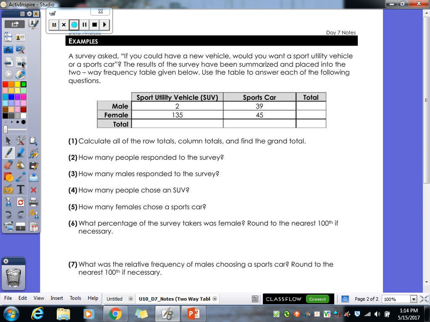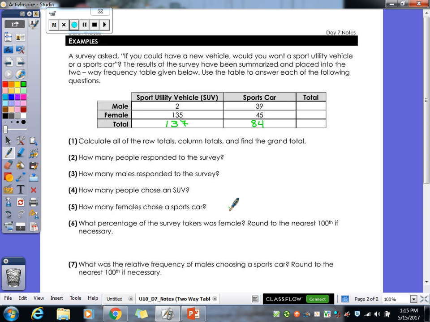So first thing, number 1 tells us to calculate all the row totals, column totals, and to find the grand total. So of the SUVs, if I add those up, the SUVs for females, well, it's 137 for SUVs. I was looking on the right side. What is our total for sports cars? 84.